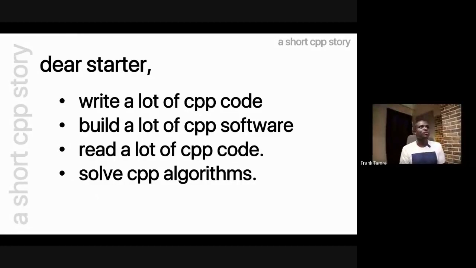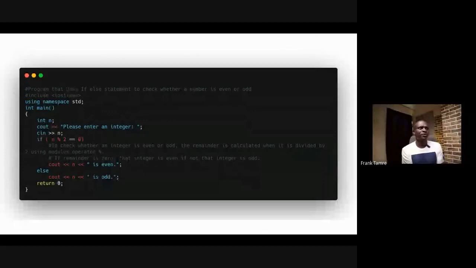I know we've done a lot of slides so far, and you're like, we have hardcore developers here, so let me look relevant. This is an example of a very simple program I was playing around with some time back. It's a straightforward algorithm: write a program that uses an if-else statement to check whether a number is even or not. So you have the standard library, using namespace std, and you write it out, and it's easy to play around with.